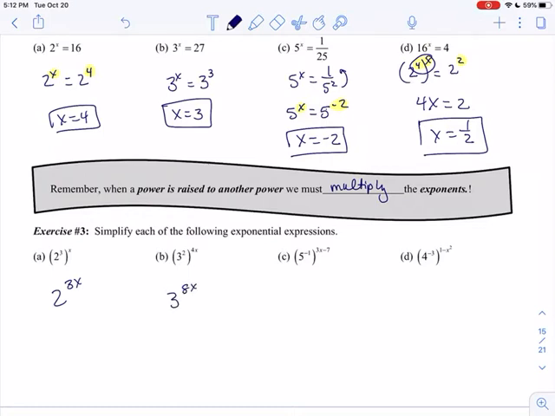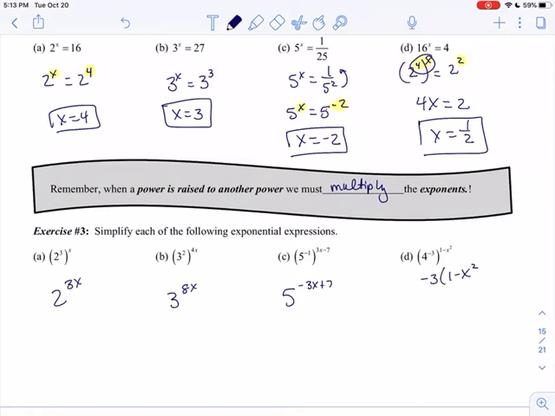Next one, 3 squared to the 4x. You're just multiplying the 2 times 4x is 3 to the 8x. A power to a power, you multiply those exponents. Negative 1 times 3x minus 7 is 5 to the negative 3x plus 7. That whole thing is in the exponent.